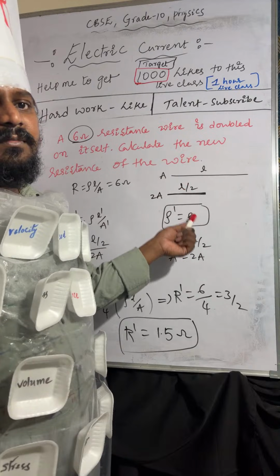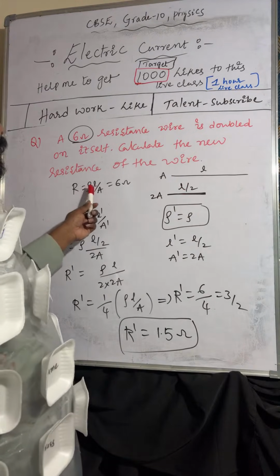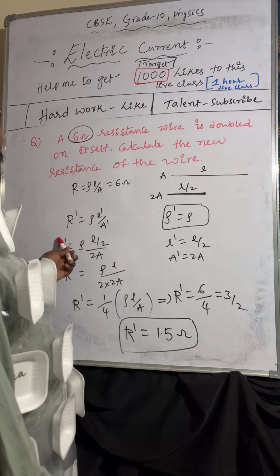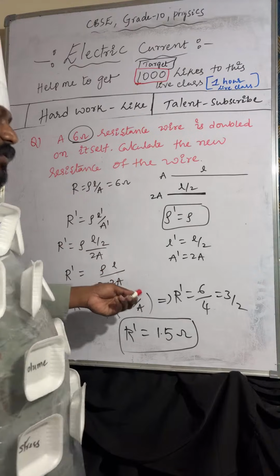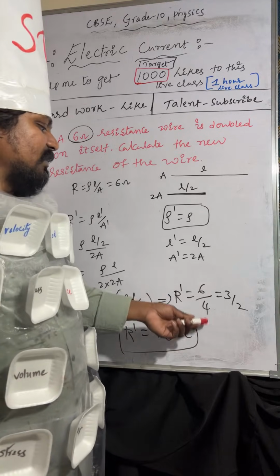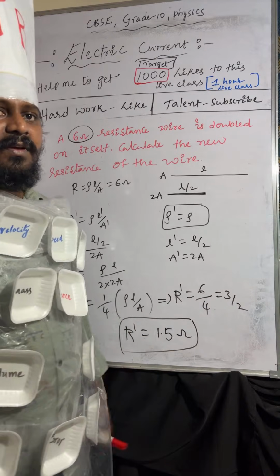Rho is the same because the metal is not changing. So R equals rho L by A, which is 6 ohm. R dash equals rho L dash by A dash, so R dash equals rho L by 2, 2A. So that is 1 by 4 into rho L by A. Then you'll get the answer. So R dash equals 6 by 4, that is 3 by 2. Then you'll get R dash equal to 1.5 ohm.